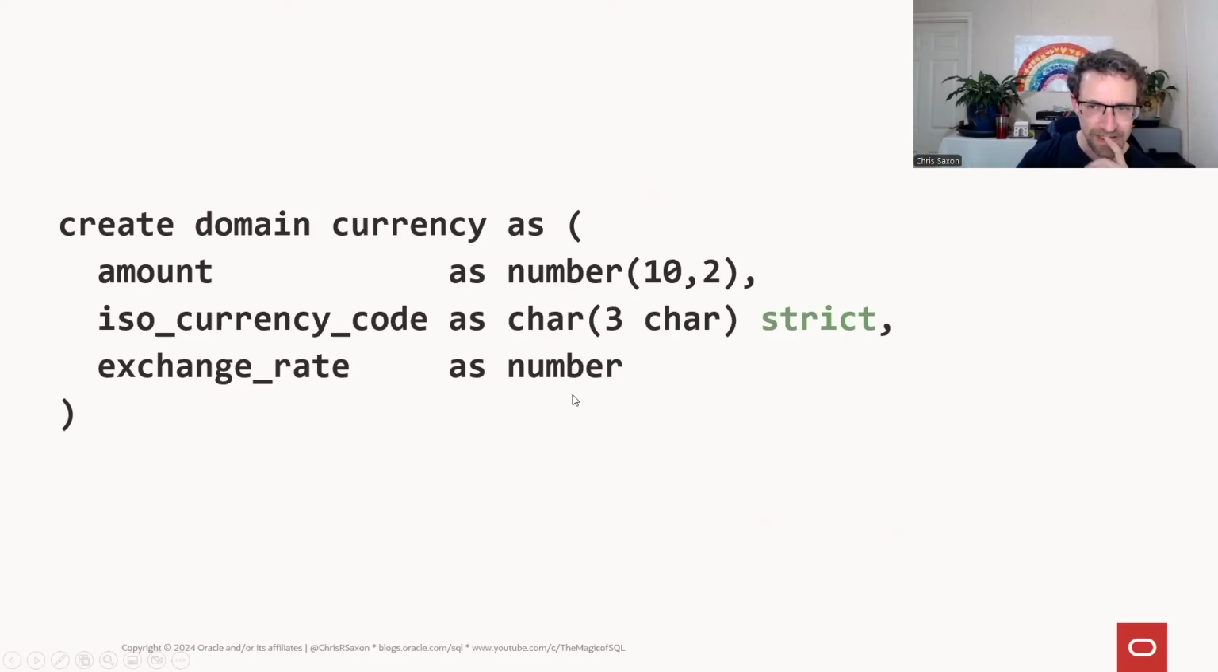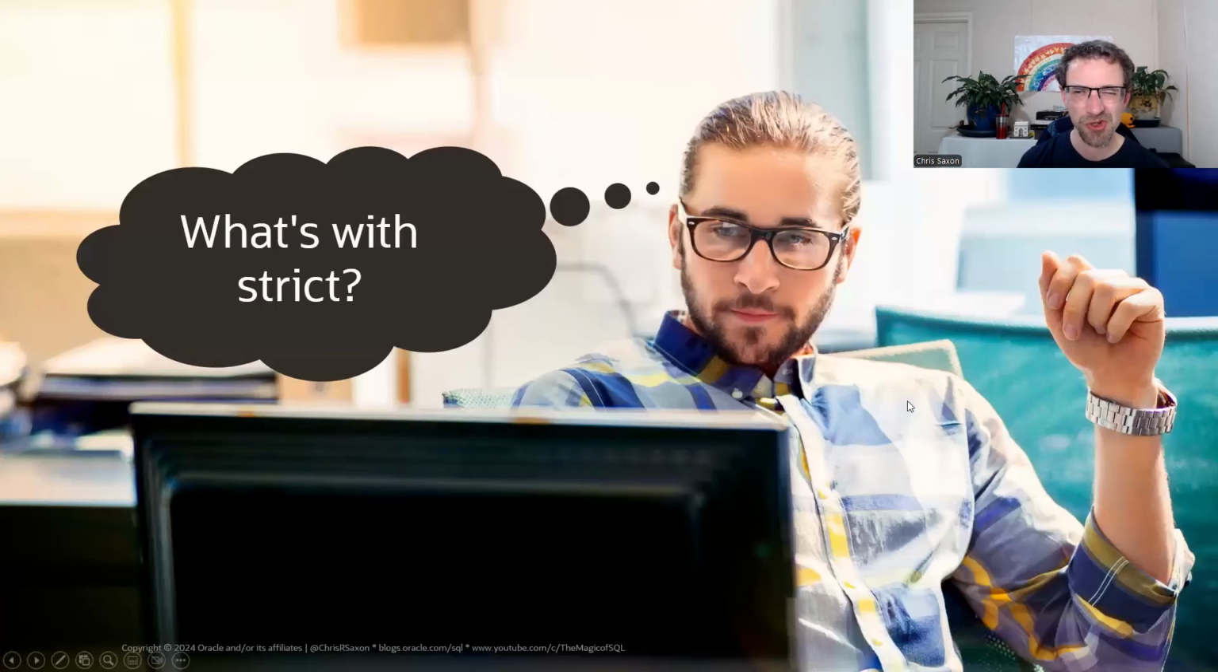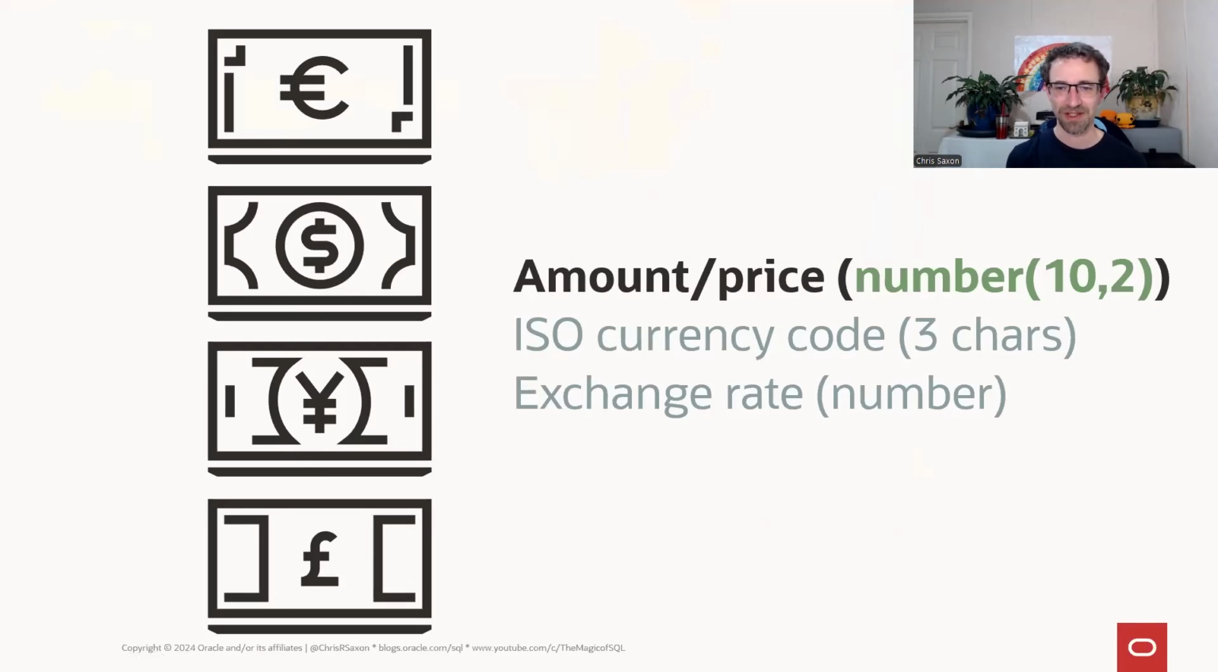Seems good, right? Some of you might be looking at this. So those of you paying attention, looking closely, might notice there's an extra keyword here, strict, for the currency code. Like strict, what's that about? What's going on there? What does he mean by strict? Well, to explain, let's look at these values. I defined the amount of the price as a number 10 to, so pounds and pence, dollars and cents, euros and cents, that kind of thing.